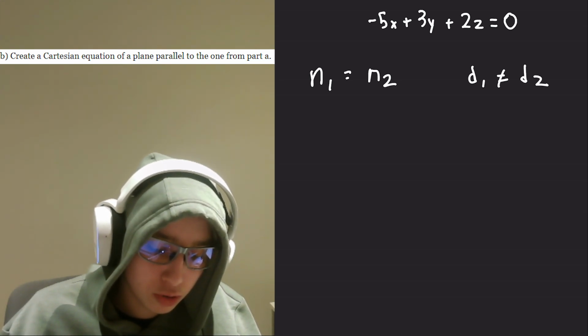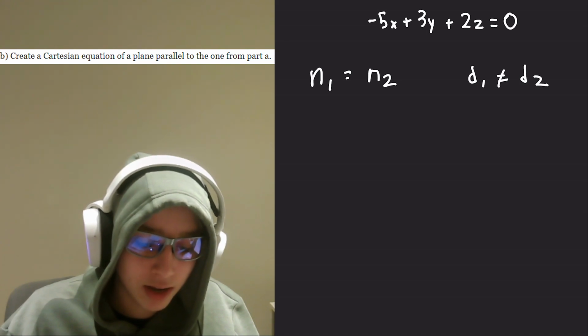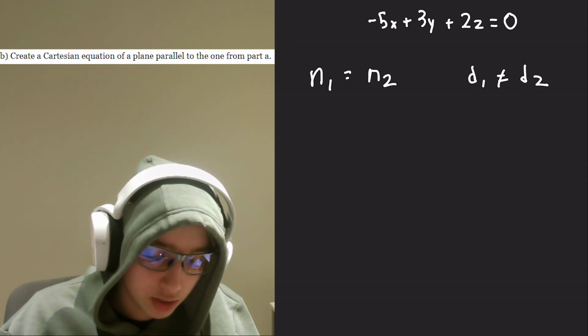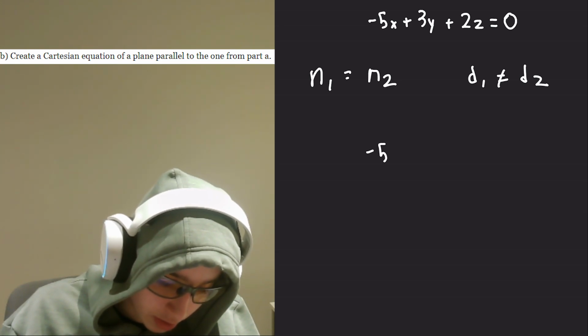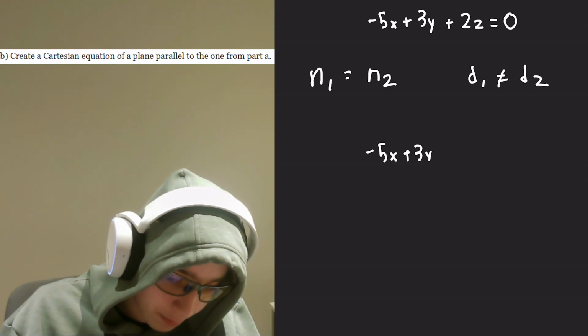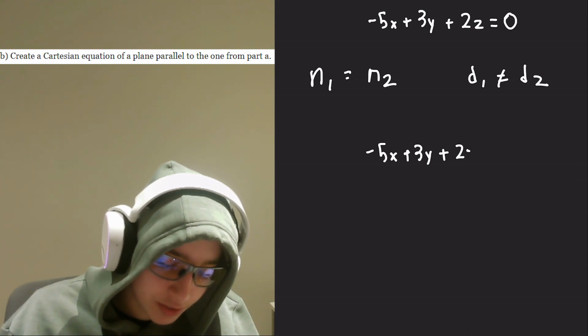So those are the two rules we have to make sure exist and apply to our second Cartesian equation. So we need to make sure that the normal vectors are the same, so let's keep those the same. Negative 5x plus 3y plus 2z. And now we have to change our d value.